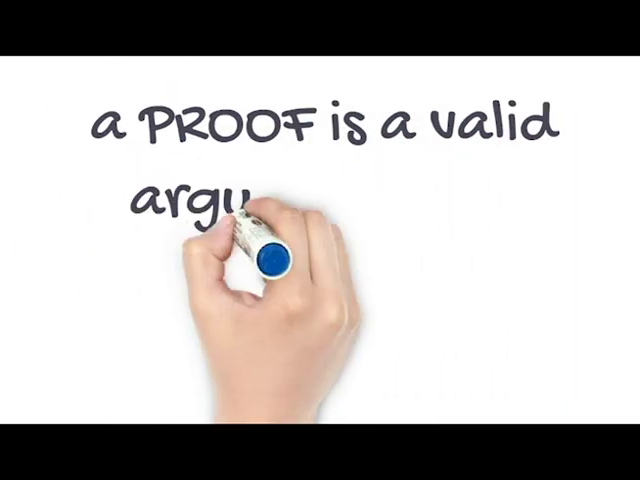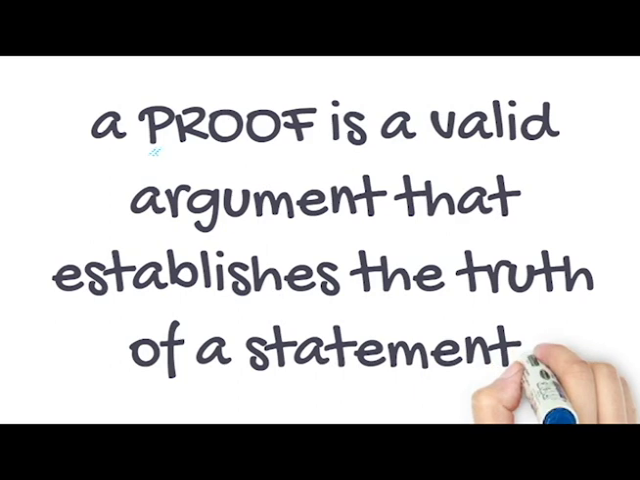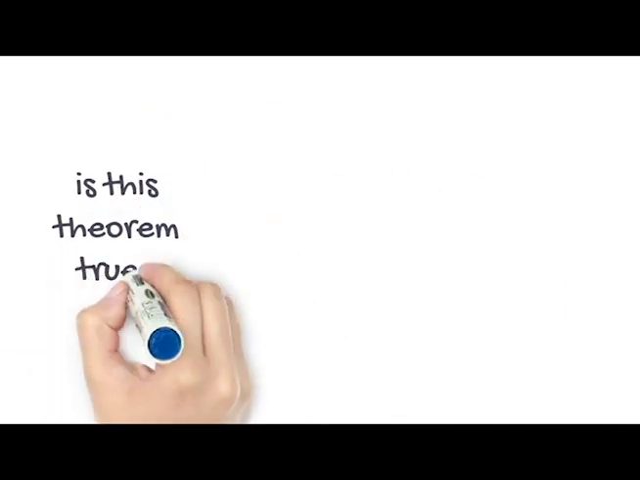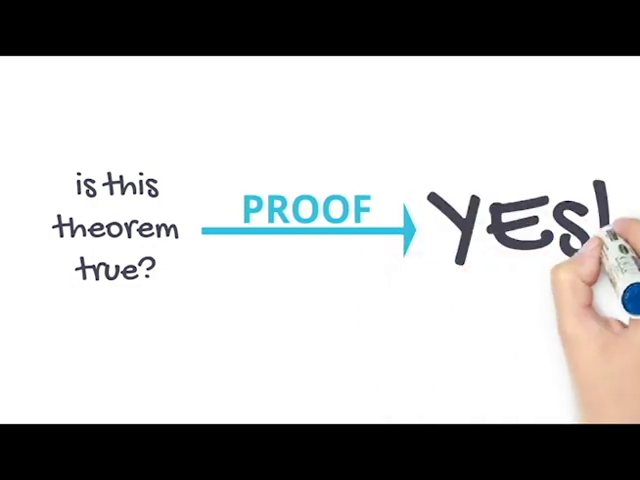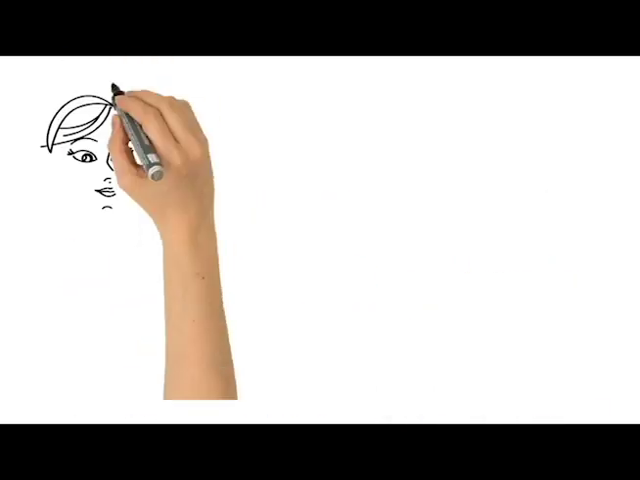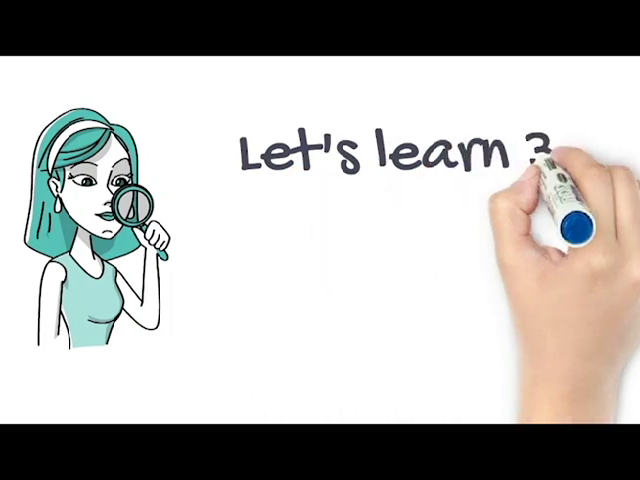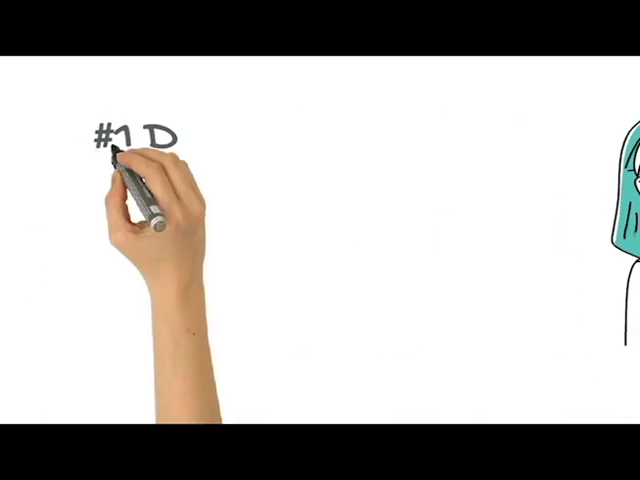A proof is defined as a valid argument that establishes the truth of a statement. The statement that we are proving or disproving is usually called a theorem. Let's learn 3 methods to prove a theorem.